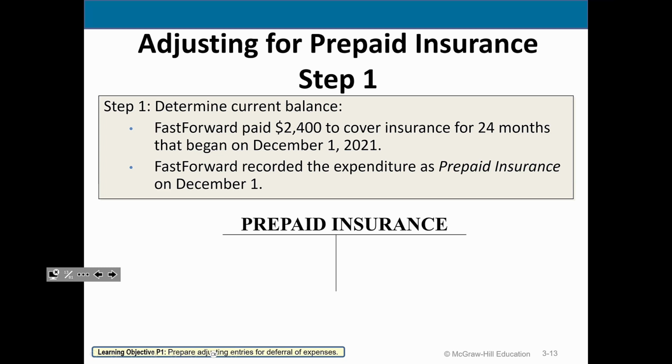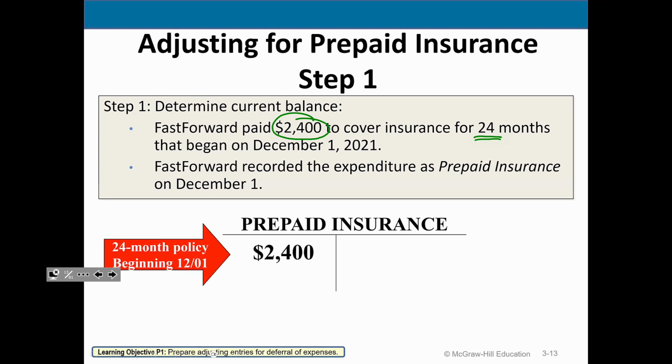So here we have prepaid insurance, right? So if we pay $2,400, right? And this was for 24 months that began on December 1st, 2021. So then we fast forward and we record the expenditure as prepaid insurance on December 1st. So we're going to debit for the full 2,400. Because why? Because that's what we paid. Erie Insurance or whoever it is, right?